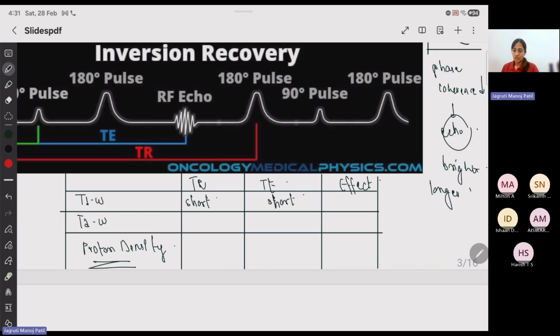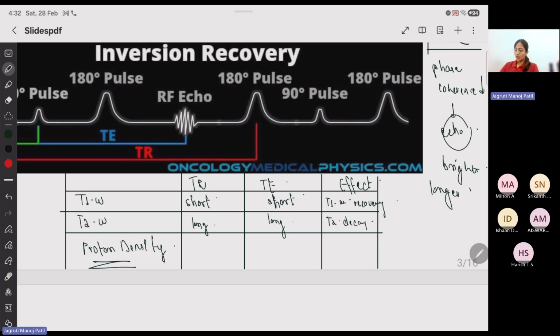Yeah, so if you get a faster recovery, that means what is dominating there is the T1 weighted image. Now, the other case: if you have a longer time to repetition and again a longer time to echo, so the signal is not decaying quickly and you have long enough time to measure it, that is T2 decay. So in that case, you'll get a T1, T2.